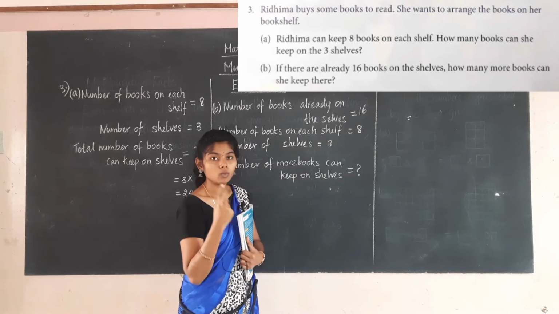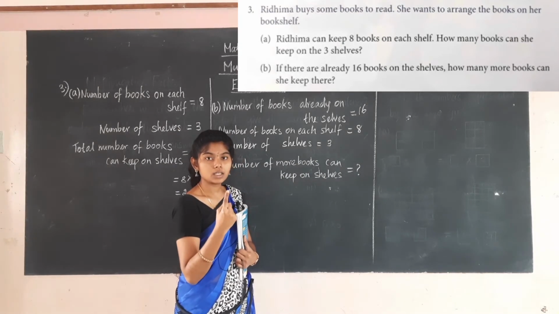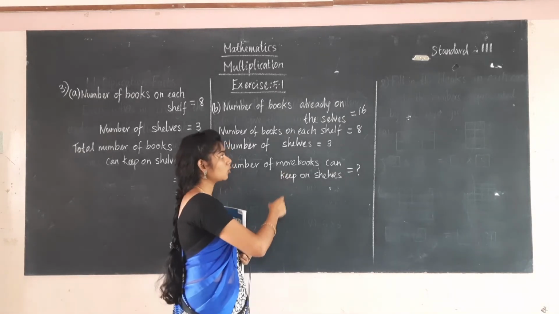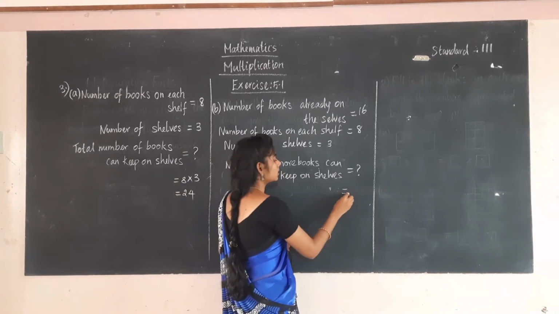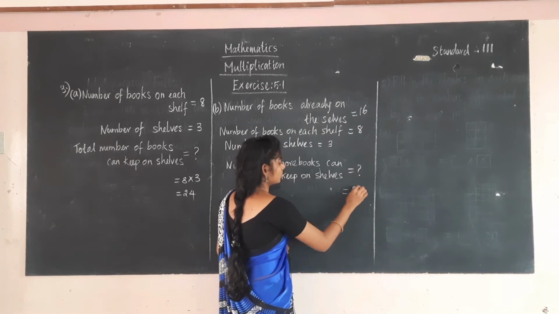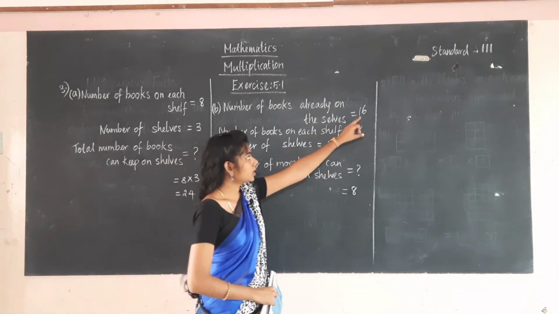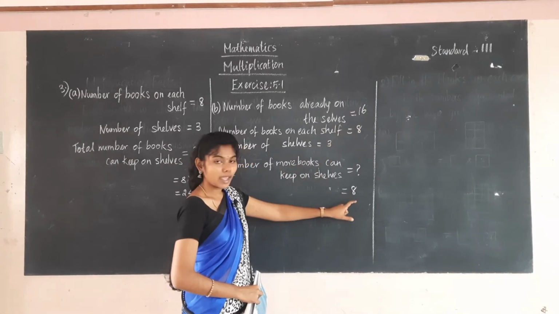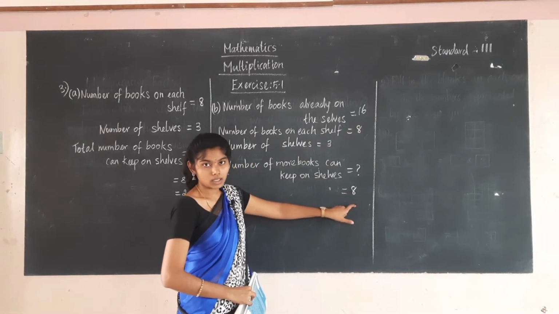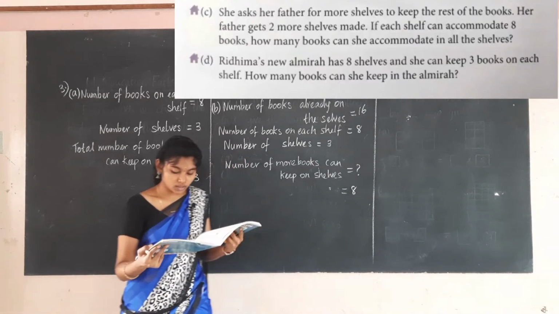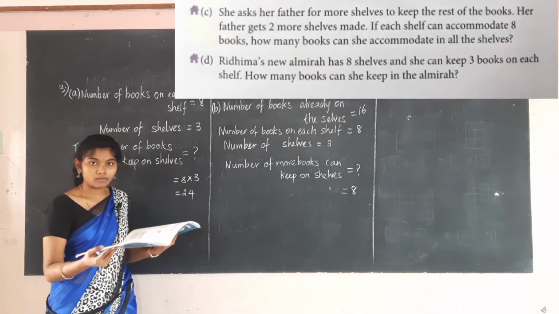So here remaining 1 shelf is there. Remaining 1 shelf means in each shelf there will be 8 books. So the remaining books is 8. So the remaining books she needs to keep is 8 books. So already 16 she has filled, and the remaining 8 she needs to keep on the shelf. So this is the answer for this, and the remaining 2 questions you are going to do as homework sums. So now I will explain that.